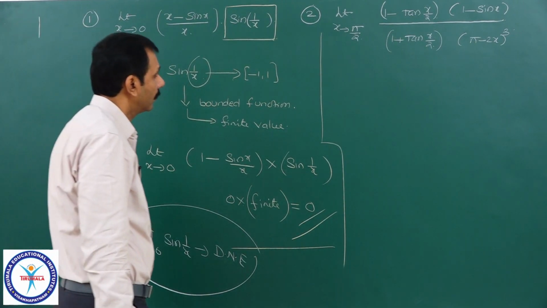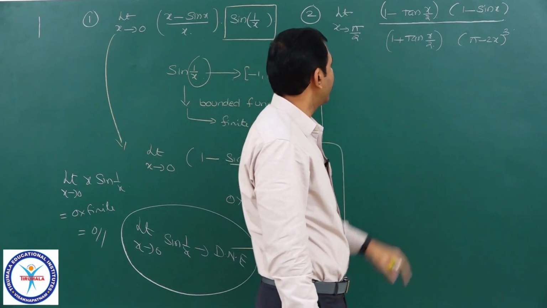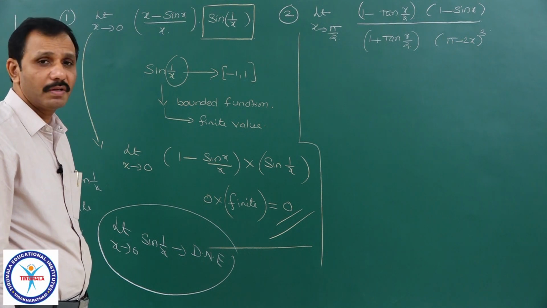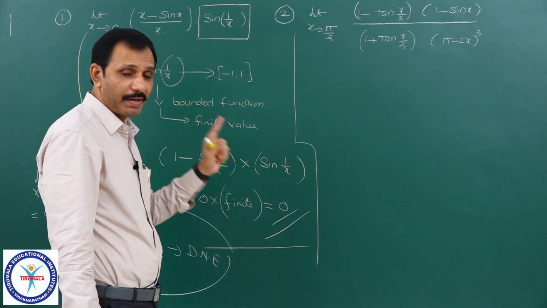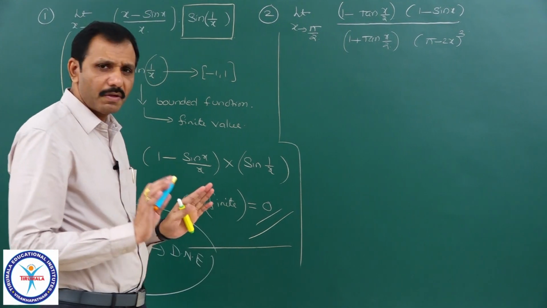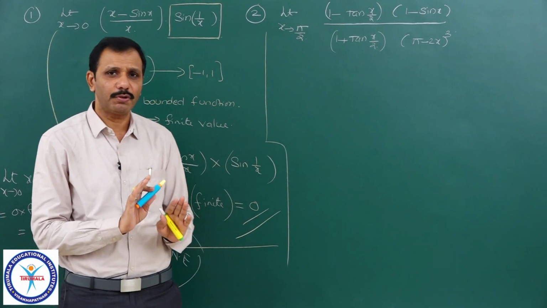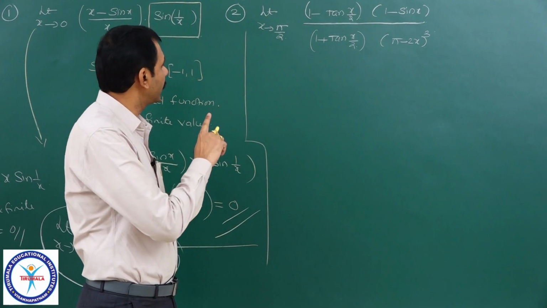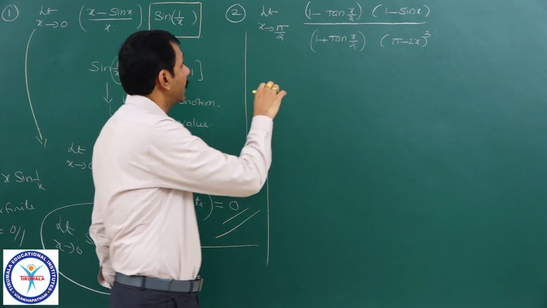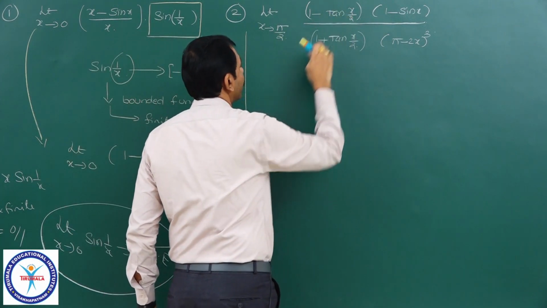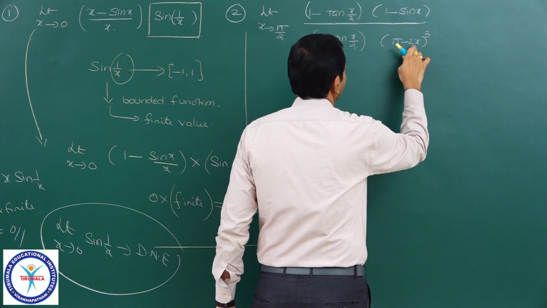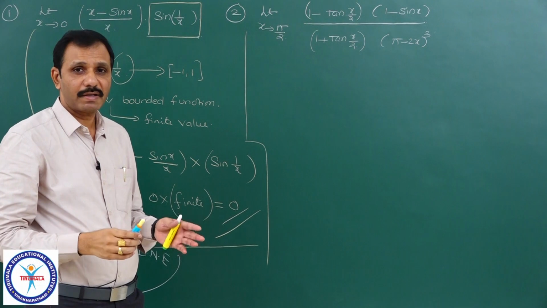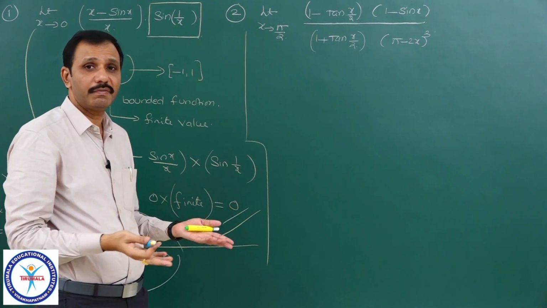see here. Limit as x tends to pi by 2 of (1 minus tan x by 2) into (1 minus sine x) by (1 plus tan x by 2) into (pi minus 2x) whole cube. It looks like a complicated one, but whatever possible simplification you can do, do it. The moment you apply pi by 2, it is of the form 1 minus tan pi by 4, which is 0, and the denominator pi minus pi is 0, therefore it is of the form 0 by 0, and if I apply L'Hospital rule you do not know where you will end it.